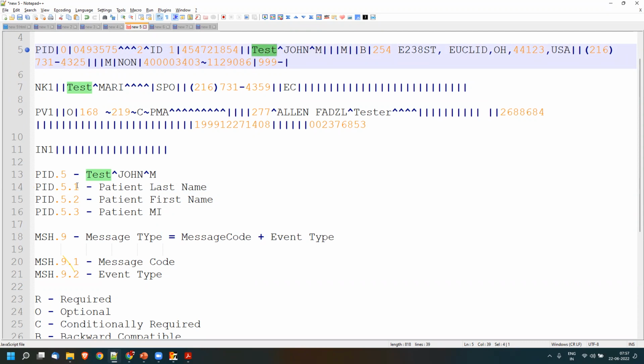Okay. And 5.0 doesn't exist at all. So there is no 5.0 here. It is starting from 1. That is the reason we have expressed it as 5.1. All right. Okay. Yep. Good.